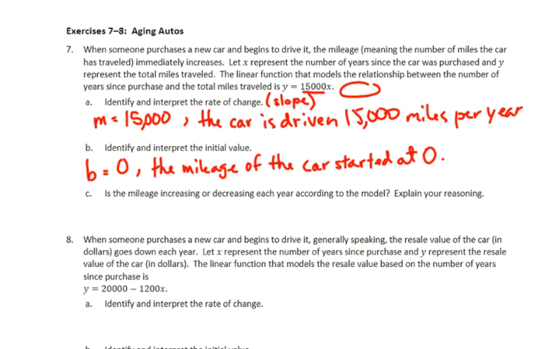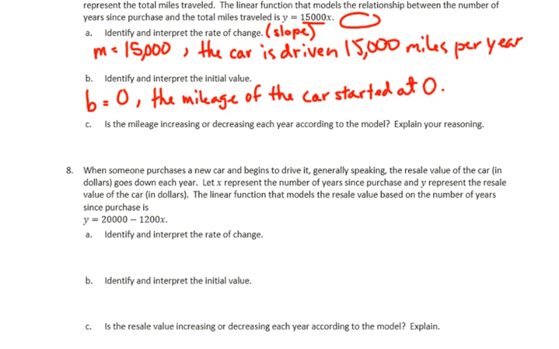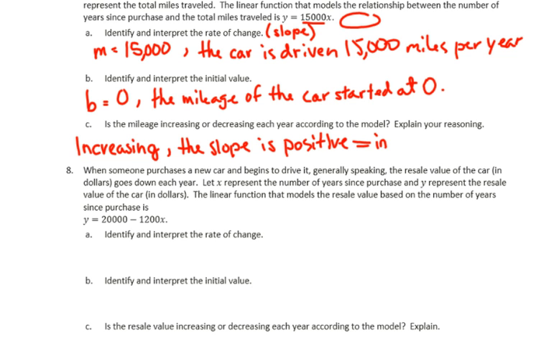Is the mileage increasing or decreasing each year according to the model? So if I look at the equation, the coefficient of x, or the slope, is positive. So this is an increasing function. As the years go on, so do the miles. So the slope is positive, which equals an increasing function.